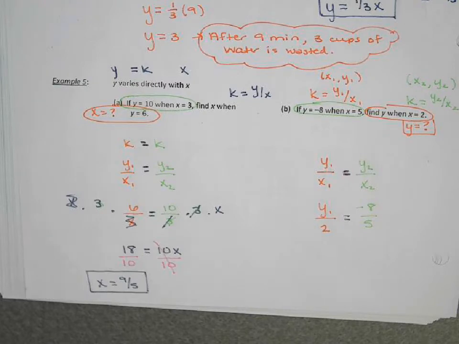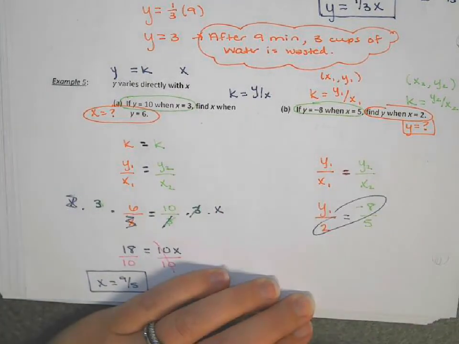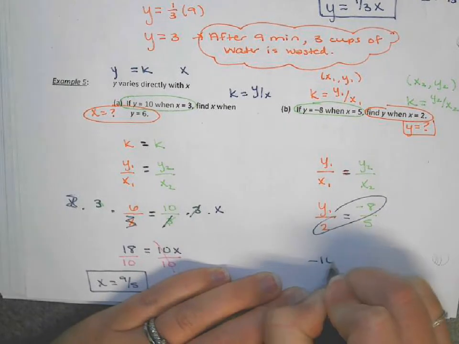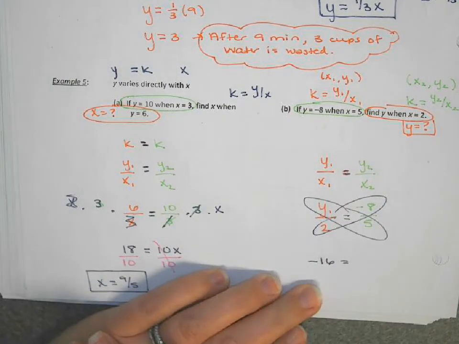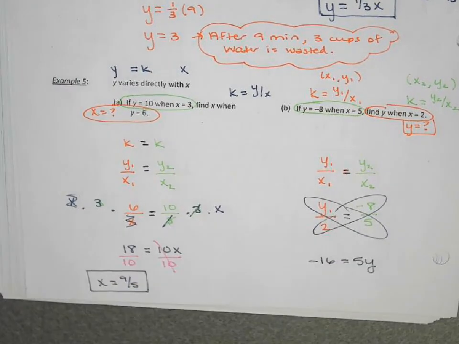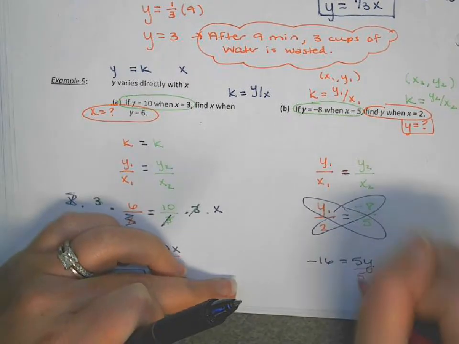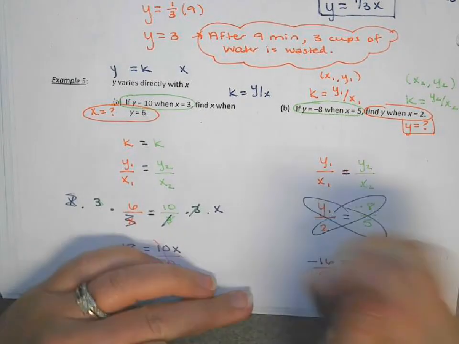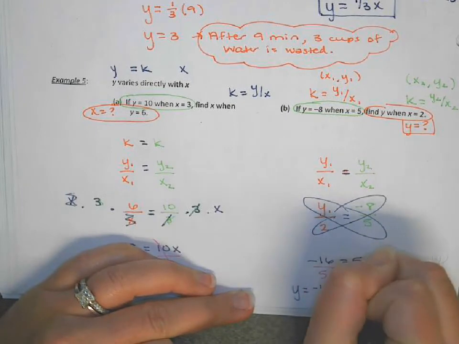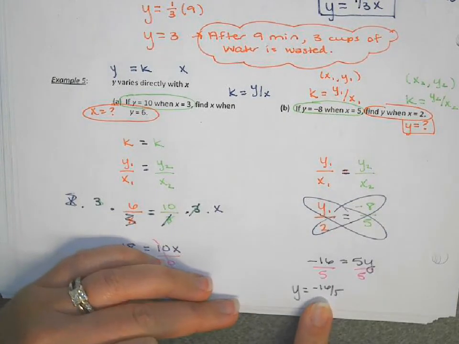All right, so far so good then? So again, we can multiply both sides by 2 and then multiply both sides by 5 and get rid of those denominators. Or you can think about cross multiplying. 2 times -8 is what? -16 equals, what's 5 times y? 5y. Divide both sides by 5. We're going to get y is equal to -16 over 5. Does that reduce? Is there a number that goes into both 5 and 16? No. So we're done.